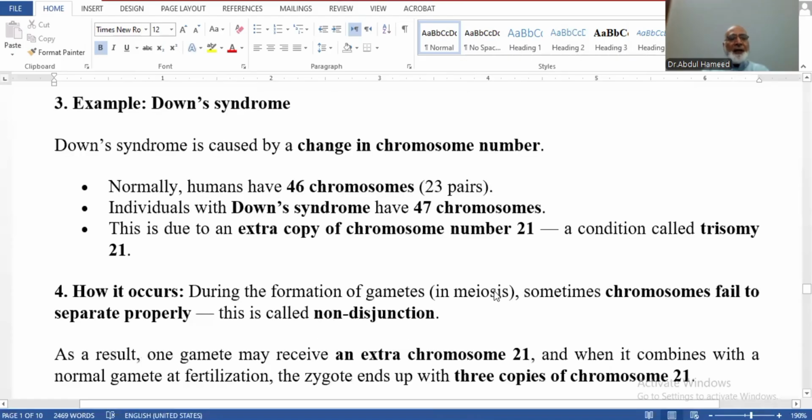How does it occur? During the formation of gametes in meiosis, when there is the synapsis or combination of homologous chromosomes, sometimes the chromosomes fail to separate properly.